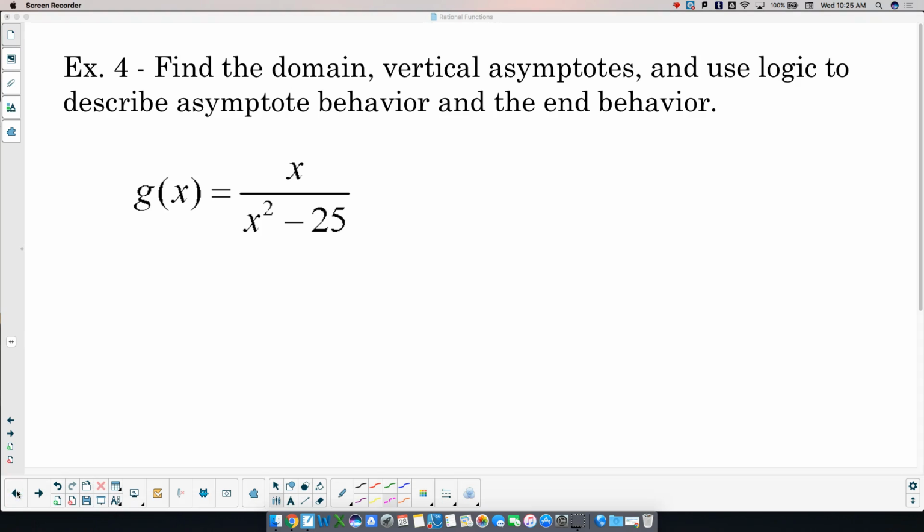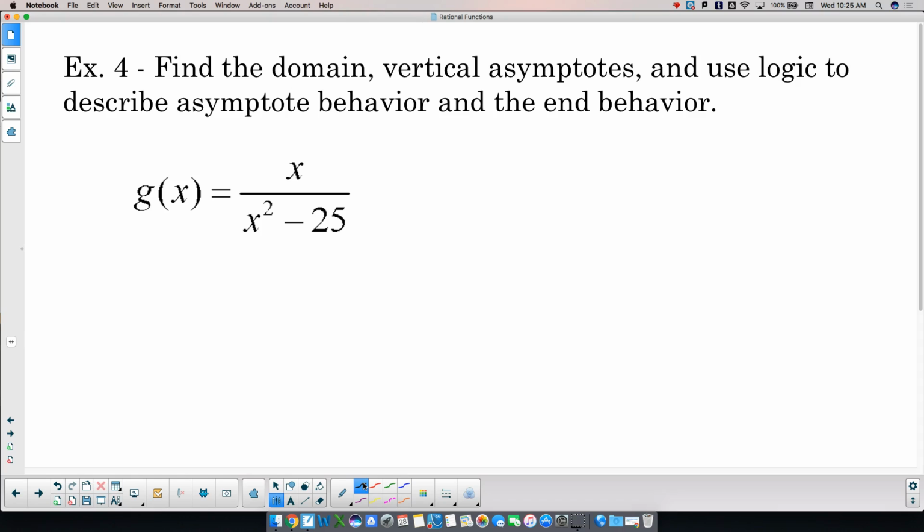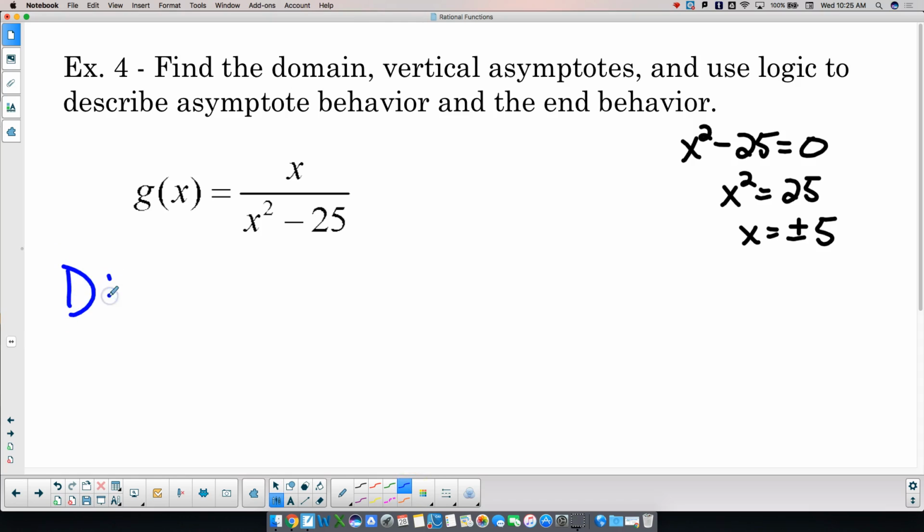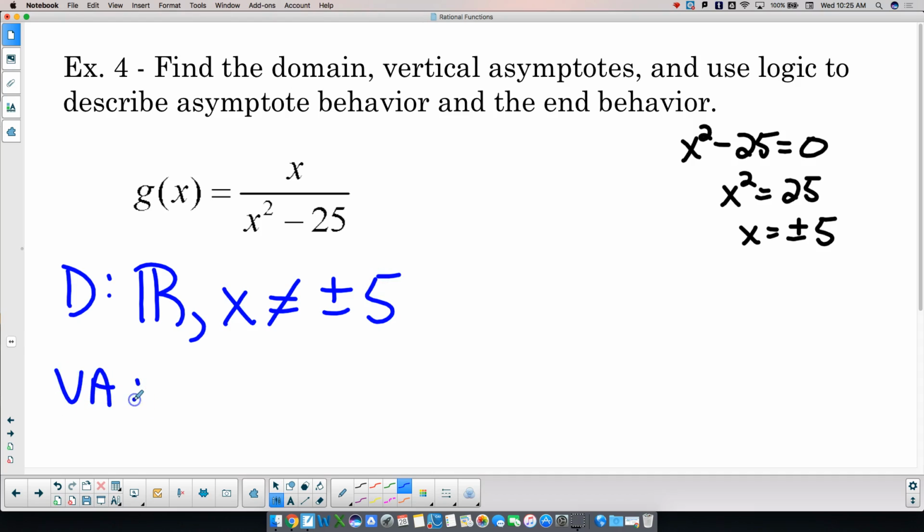Alright, so, first thing, denominator equals 0, so x squared minus 25 is going to equal 0. X squared is going to equal 25, so x is going to be plus or minus 5 there. So the domain here is going to be all real numbers, but x cannot equal plus or minus 5. Vertical asymptotes, then, x equals 5 and x equals negative 5.